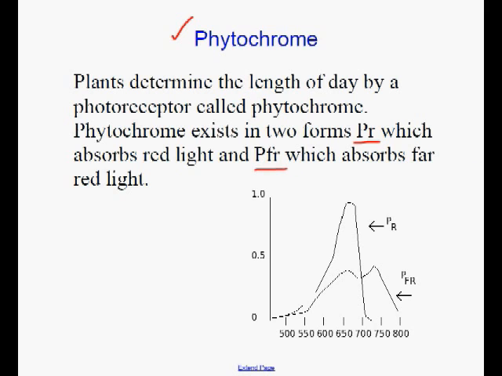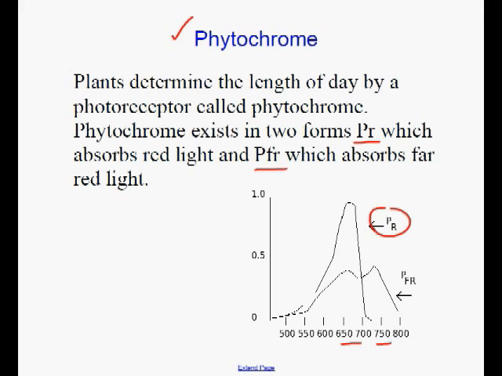The R stands for red light. So PR is a phytochrome pigment which absorbs red light. And PFR is a phytochrome which absorbs far red light. So essentially here, PR is absorbing somewhere between 650 and 700 nanometers, and PFR is absorbing somewhere around 750 or so.